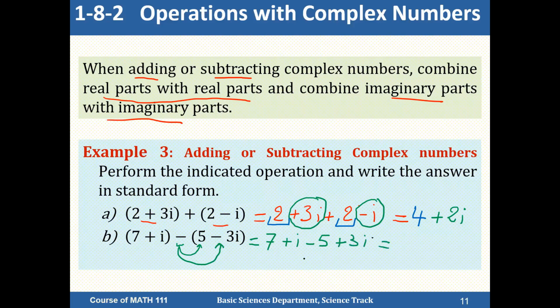Then we combine the real parts: 7 minus 5 gives 2. And we combine the imaginary parts: i plus 3i gives 4i. Very easy. Just add the real parts together and the imaginary parts together, or subtract the real parts and the imaginary parts. This is addition and subtraction of complex numbers, straightforward.